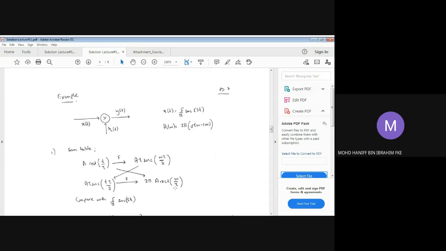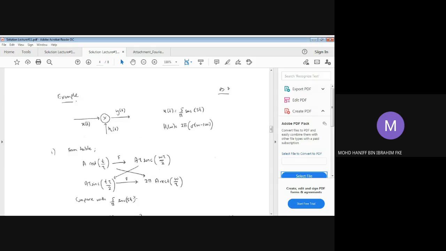So that should be A rectangular omega divided by tau, and that will be multiplied with 2 pi. So this is based on duality properties. Yeah, so we just use it straight away. Okay, now in time domain, it is 5 over pi sin of 5t. So we need to find out what should be these terms. What should be the Fourier transform of a sin function.